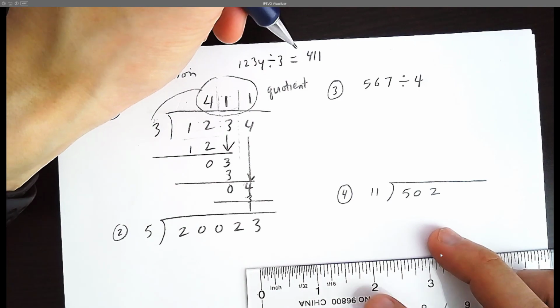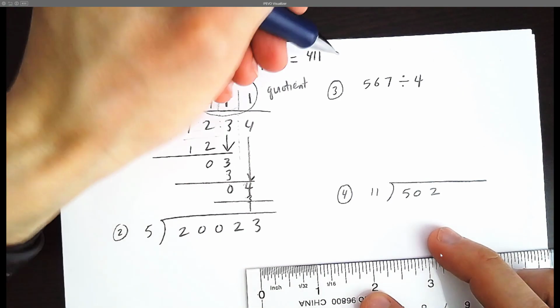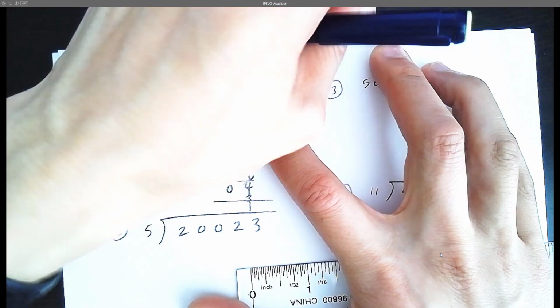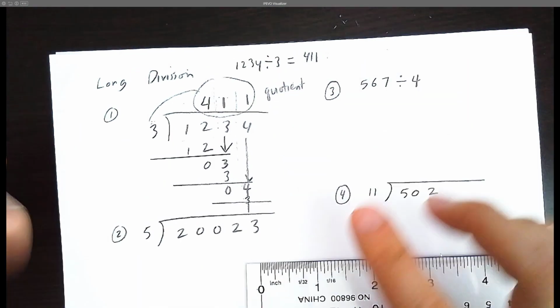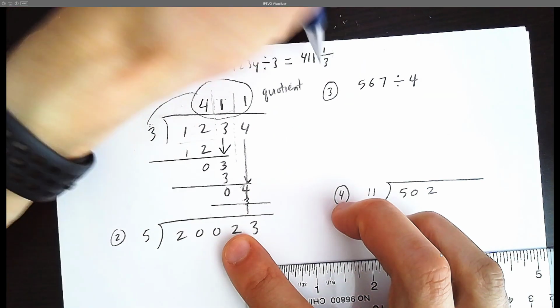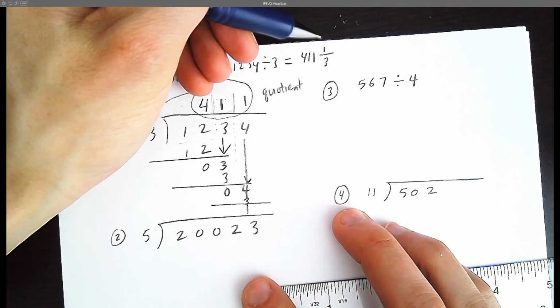But that's not quite exactly right. There's a remainder here. When you're first learning this topic, you might say R1. So the remainder is 1. But to be more accurate, you really should say 411 and the remainder over the divisor. The divisor here on the left is 3. So the answer is 411 and 1/3.